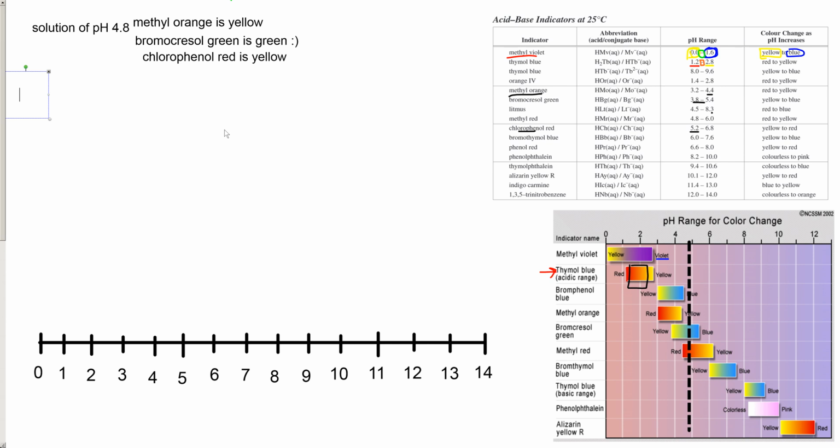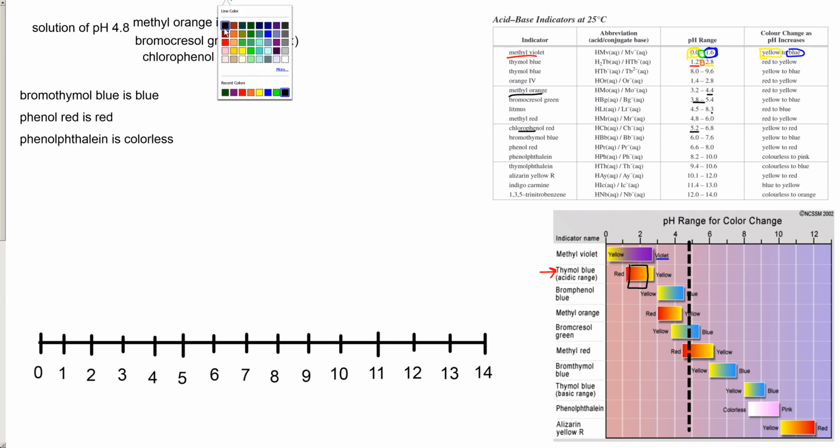So if I do something like this, if I say bromothymol blue is blue, phenol red is red, and phenolphthalein, and I typed it out wonderfully this time, not like last time, is colorless, what is the pH of this solution? What is the possible range?